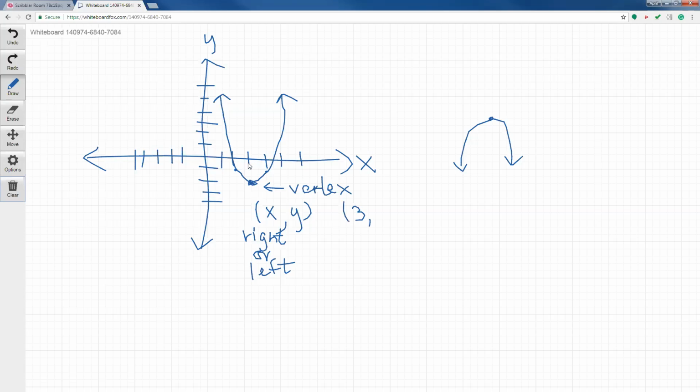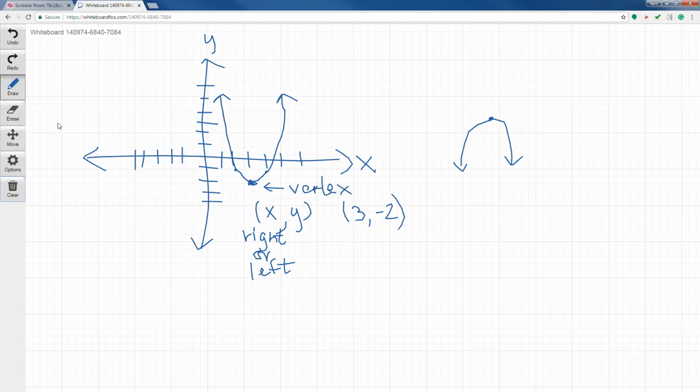And then from there, we're counting down. If we count down, now we're going to go the negative direction. And now we've gone 2 spaces. So 3, negative 2 is the coordinate of the vertex. So that is one key piece of information from our quadratic or our parabola.